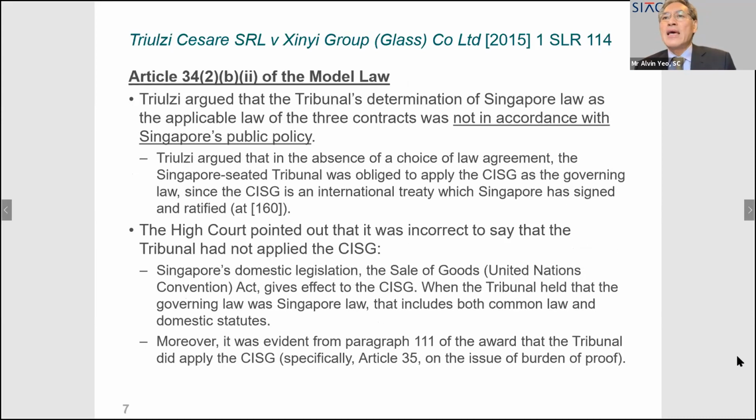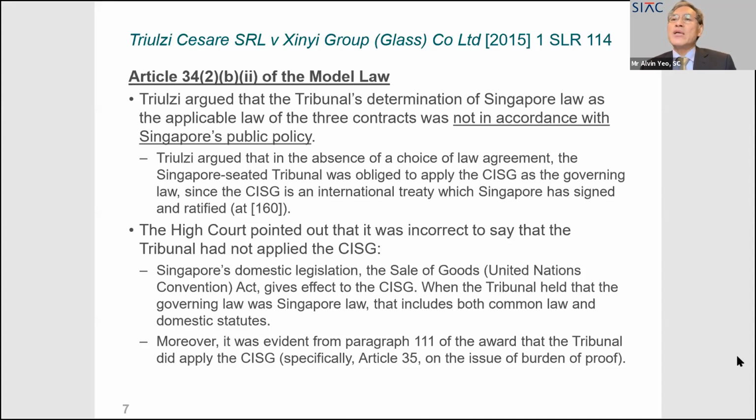So if you go over to that next slide, the ground under the model law that they founded the complaint was that it was not in accordance with public policy. And essentially, Triulzi said, well, look, there's no choice of law clause, then the Singapore-seated tribunal has to apply the CISG because the CISG is an international treaty which Singapore has signed and ratified.